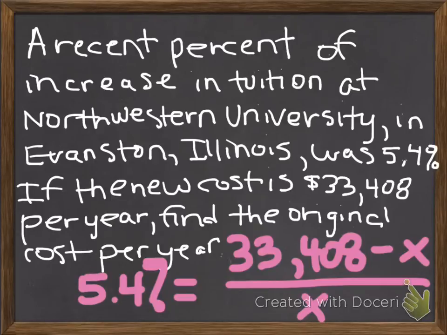So if I move the decimal place back to the left 2 spots, because remember you move it to the right 2 spots to change the decimal to a percent, we're going to change the percent back to a decimal. So we move it 2 spots to the left, and that gives me 0.054. So that is what my ratio is equal to, 0.054.